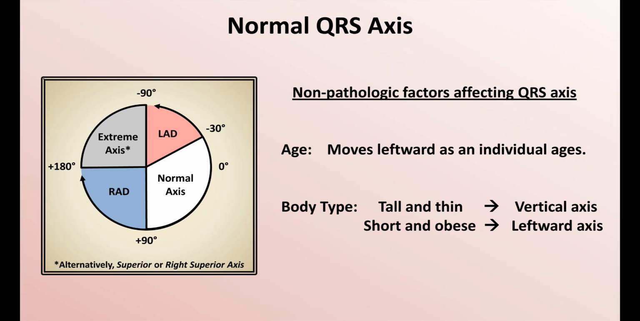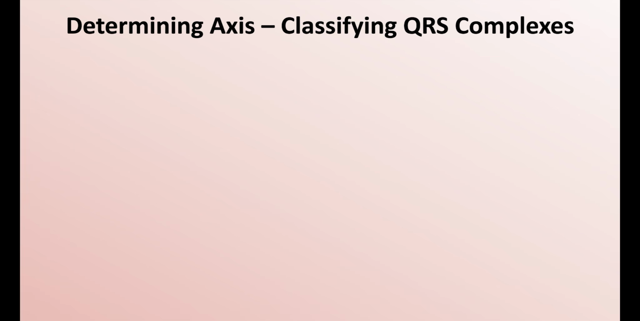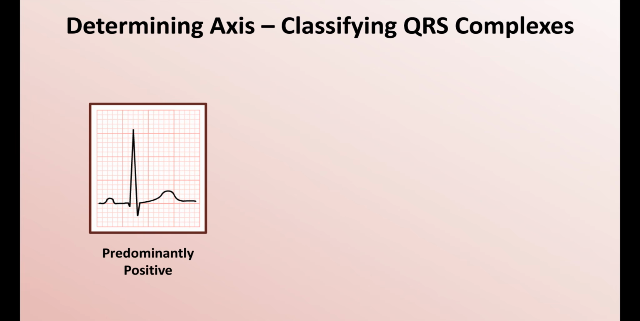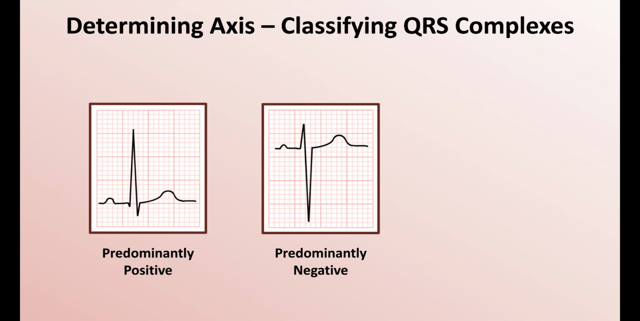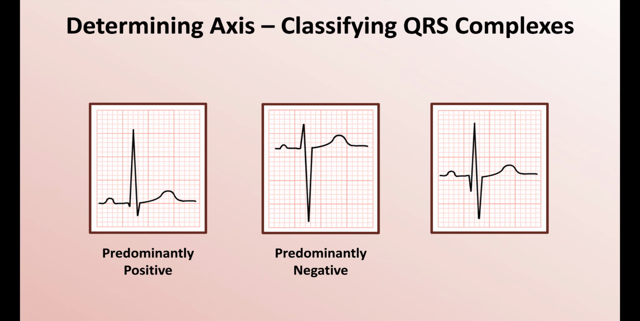Before discussing the specifics of how to manually determine the axis, I must first review an extremely simplistic way to classify QRS complexes by morphology. They can be predominantly positive, where the area under the curve formed by the QRS complex is predominantly above the baseline of the EKG tracing. The complex can be predominantly negative, or the complex can have equal areas above and below the baseline.